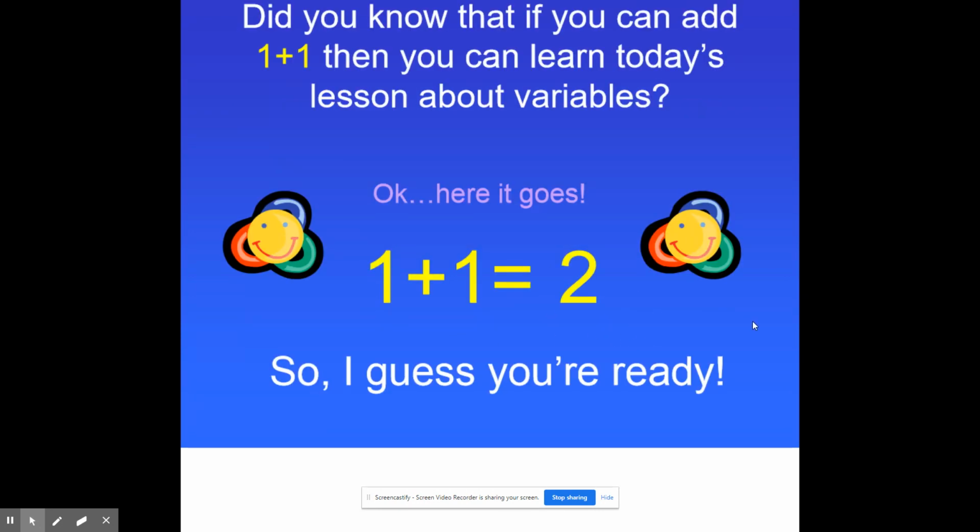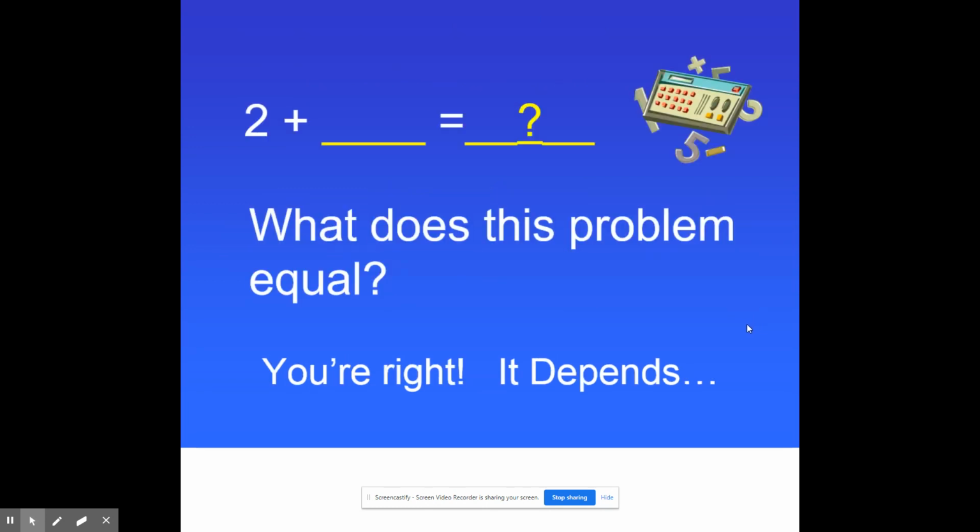The easiest way to understand how variables tie into scientific investigations is to use math. So if you can do the math problem 1 + 1 = 2, then you are ready to learn about variables. So here's a problem. 2 + what equals what? What does the problem equal? Well, that depends on what number you put in there.